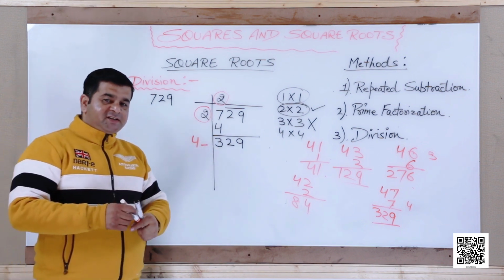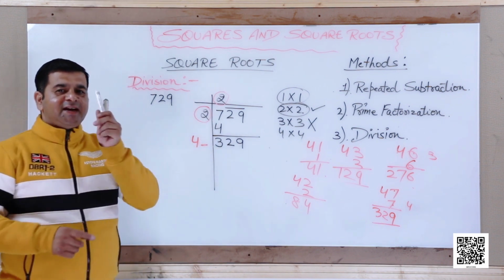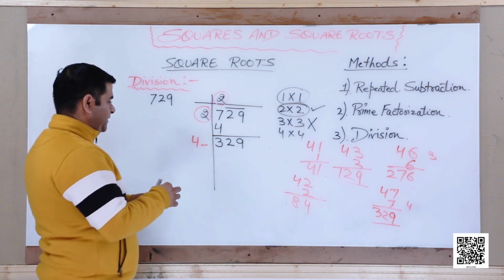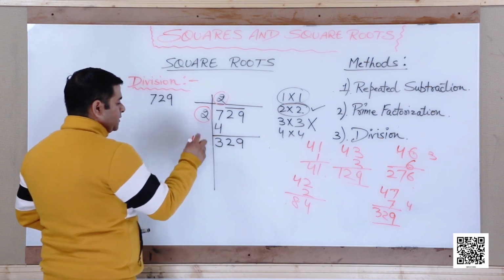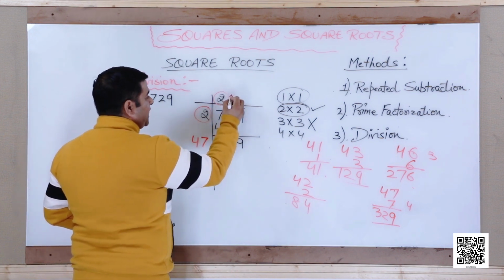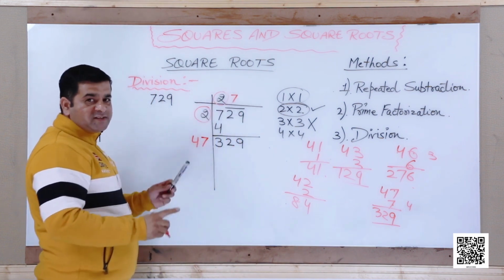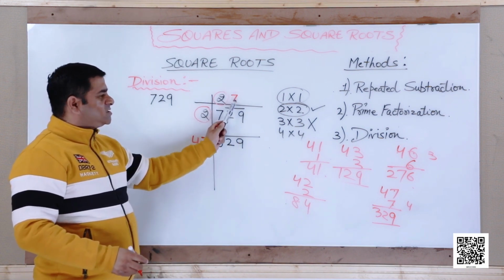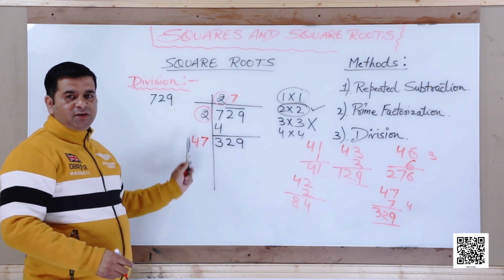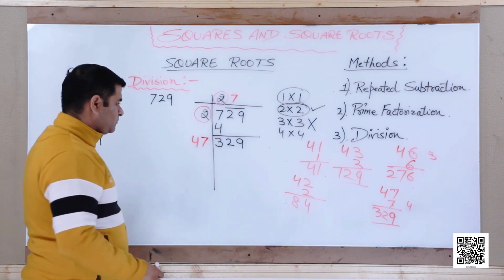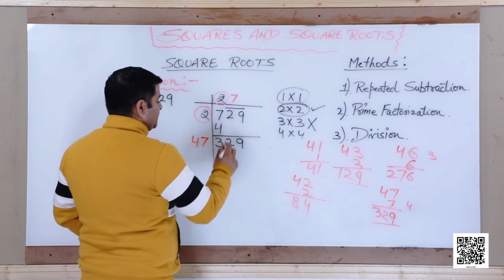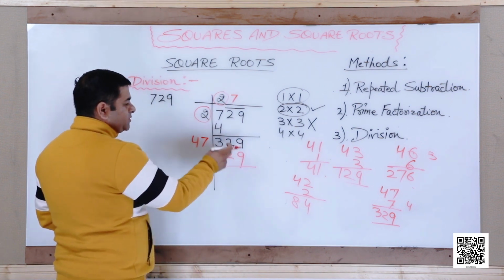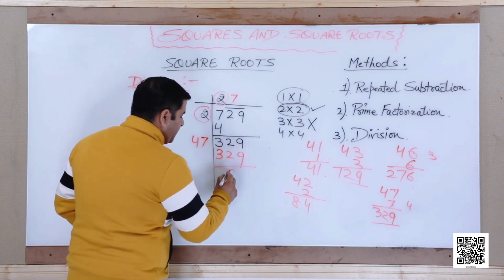So what digit do we need? It's 7. So we write 7 here and 7 here. Always remember, whatever you write here, the last digit should be repeated here also. Both of them should be the same. So 47 multiplied by 7 is 329, and when we subtract them, 329 minus 329 will be 0.